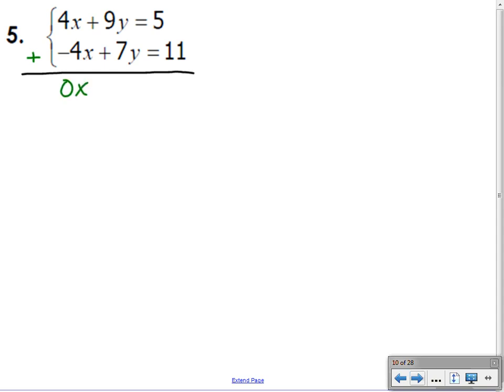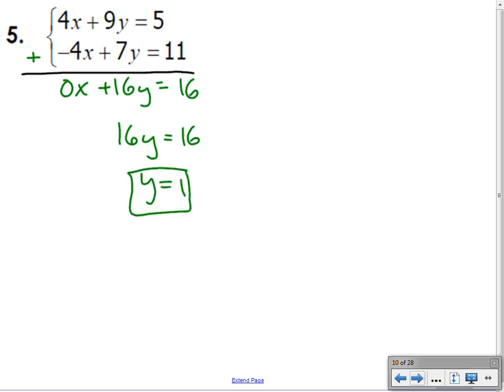And then we add the y's and the numbers. So the equation that we really have here is 16y equals 16. We divide by 16, and we get y equals 1. So to find the x value, we're just going back, taking that y value, and plugging it into one of our original equations. Again, it doesn't matter which one. Let's use the top equation this time.